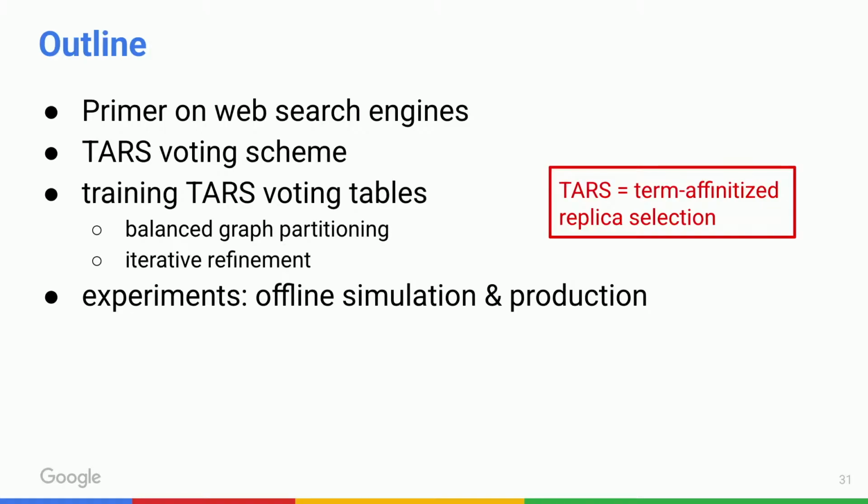Okay, so outline for the rest of the talk. I'm going to give you a primer on web search engines. How do they work? I'm going to tell you about this TARS voting scheme. TARS stands for Term Affinitized Replica Selection. After I named it that, I also realized it was a robot in the movie Interstellar. Should have put a picture of him here. So I'll tell you what the TARS voting scheme is. I'll tell you how to create the voting table that's central to this voting scheme, using some cool discrete optimization, particularly balanced graph partitioning. And then I'll show you some experiments, and then we'll wrap up.